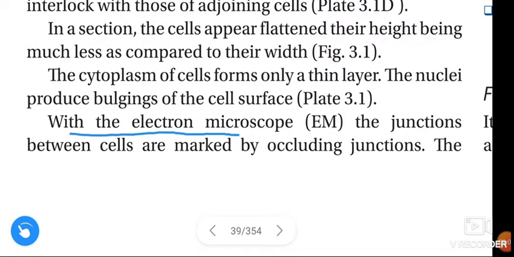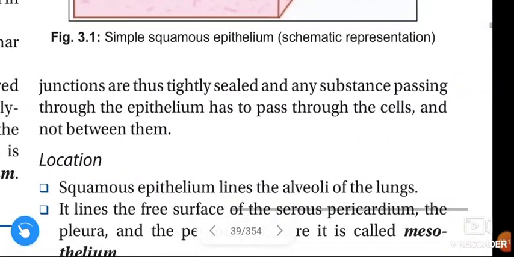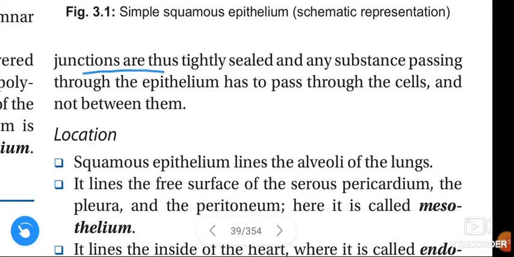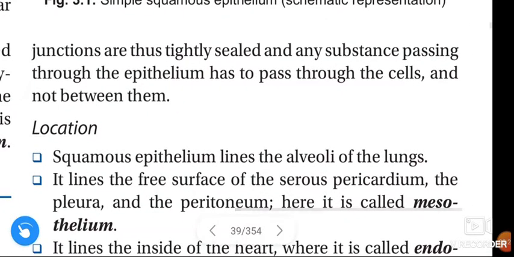With the electron microscope, the junctions between the cells are marked by occluding junctions. The junctions are thus tightly sealed, and substances passing through the epithelium have to pass through the cells and not between them.